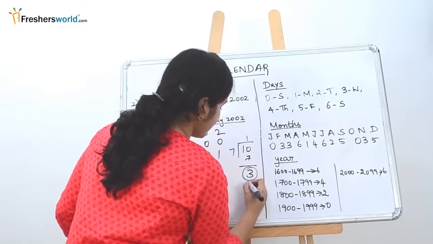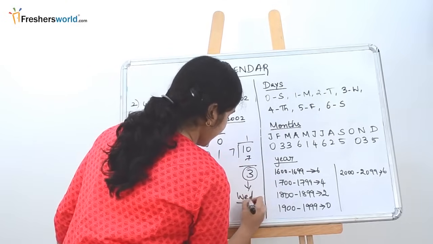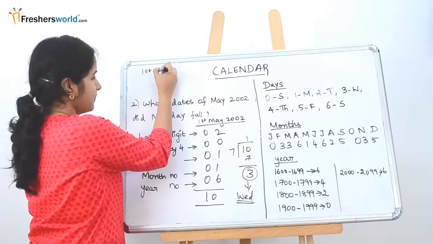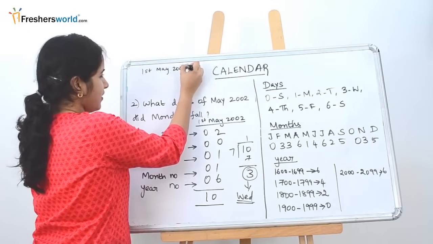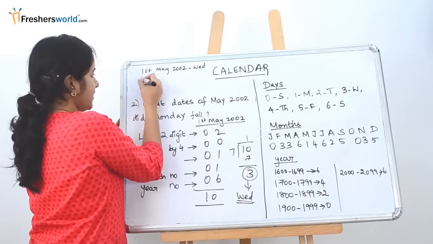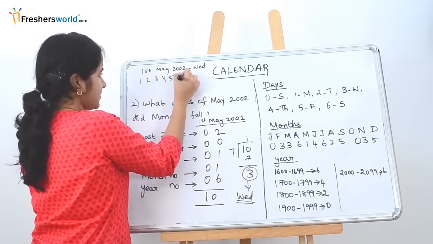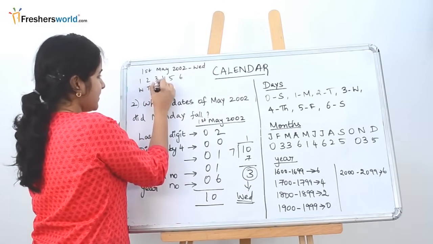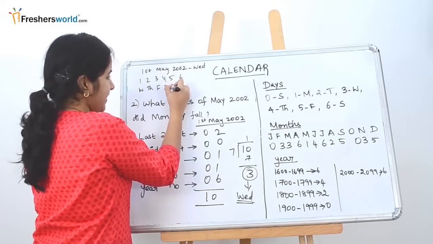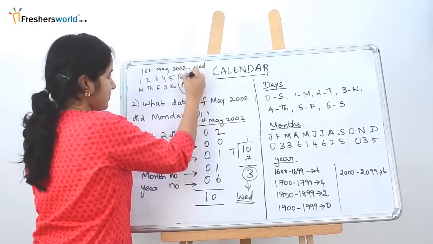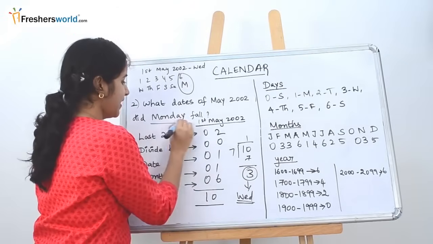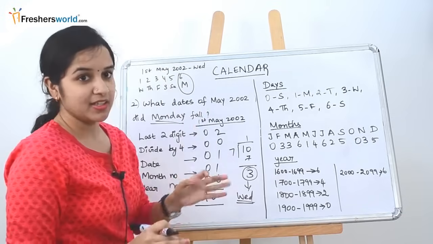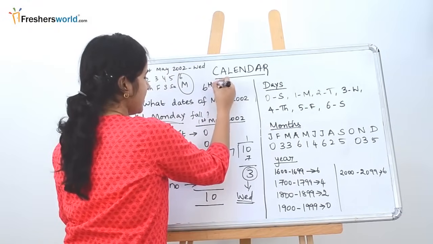So the remainder is 3, and we know 3 is Wednesday. So 1st May 2002 falls on a Wednesday. So 1st is Wednesday, 2nd is Thursday, 3rd is Friday, then Saturday, Sunday, and 6th is Monday. The question they have asked for is Monday. So the first Monday in May falls on the 6th. So we know that 6th is definitely a Monday.